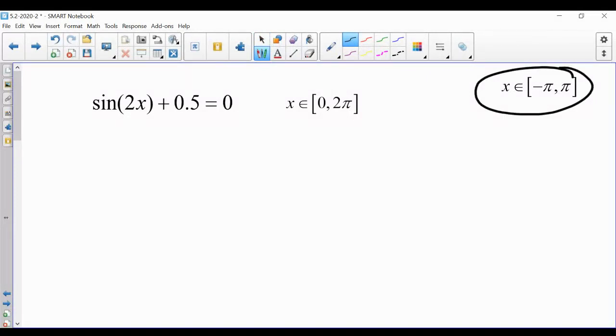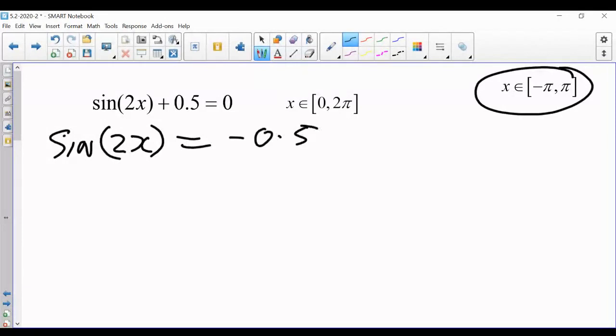And I'm going to take Krisania's suggestion to get us started. Yeah, bring the 0.5 over, absolutely. So we're going to say that the sine of 2x is equal to minus 0.5. What do you think the next step should say? Any ideas what do you think the next step should say?